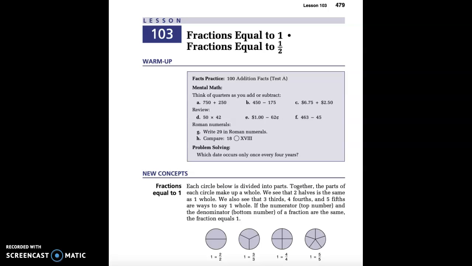Today we're going to do lesson 103, fractions equal to 1 and fractions equal to 1/2. We're going to do some pretty cool tricks today that you're going to keep in your back pocket for when you are working with fractions later on in your math life. By now you should have done your facts practice and your warm-up, so please do that if you have not. Let's jump into the concept.